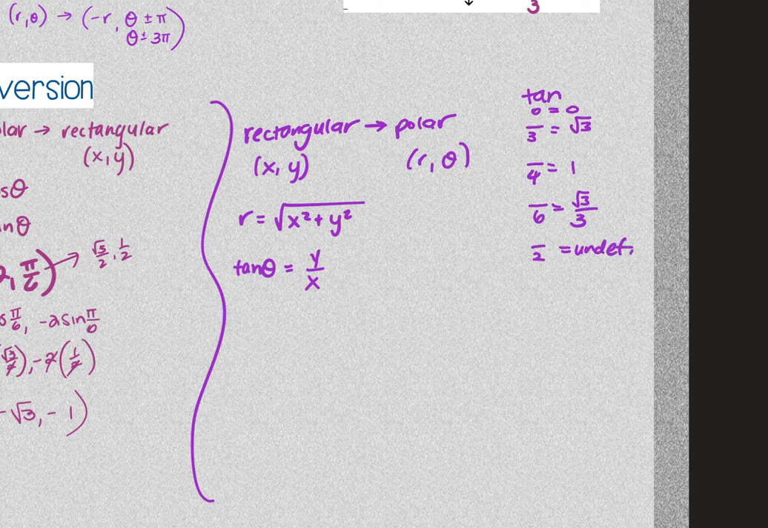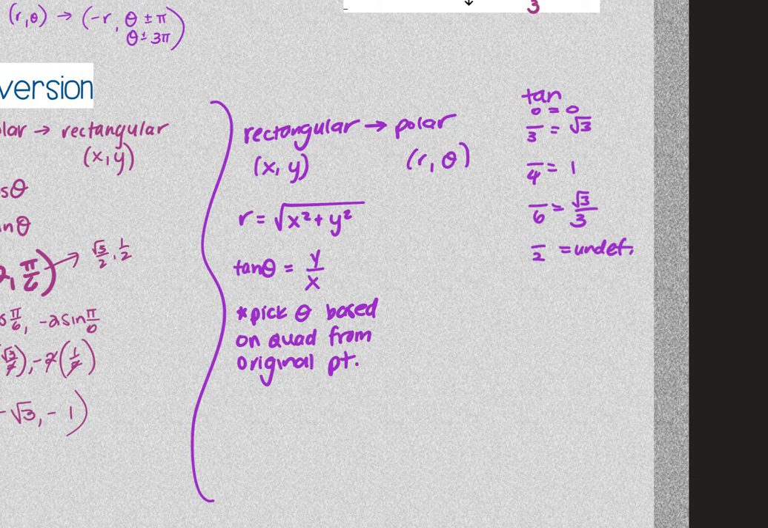So if I got something that said tangent of theta is undefined, then I would know I would pick either the top or the bottom. Remember, there's always going to be two answers for these. And you pick theta based on the quadrant from the original point. So if my original point has a -x and a +y, I would know I'm picking quadrant 2. Whatever the tangent is in quadrant 2. If I've got a -x and a -y, now I know to pick the angle that's in the third quadrant.